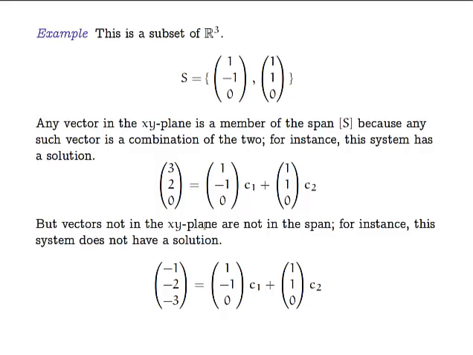Vectors not in the xy plane are not in the span. It's clear that if I take a linear combination of these two vectors, the third component is always 0. There's no way to make it non-zero. So if I have a vector not in the xy plane that doesn't have third component 0, there's no way that it could possibly be in the span.